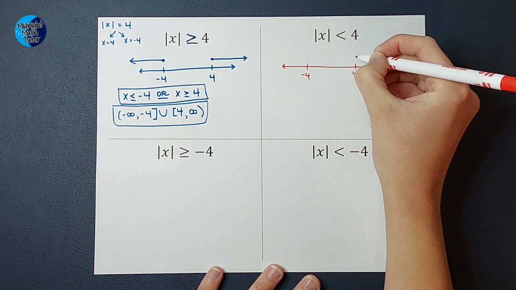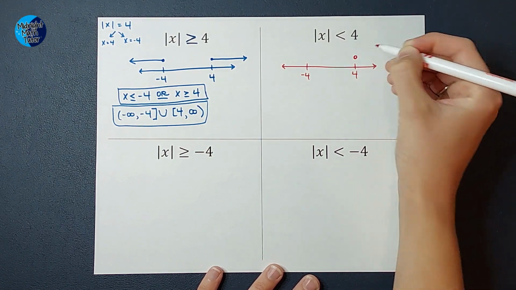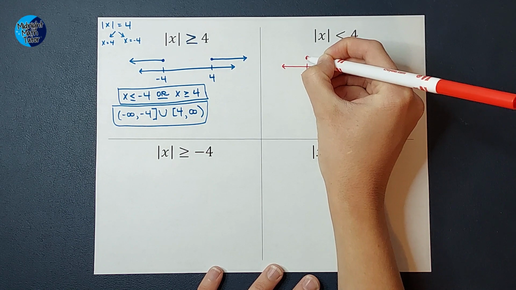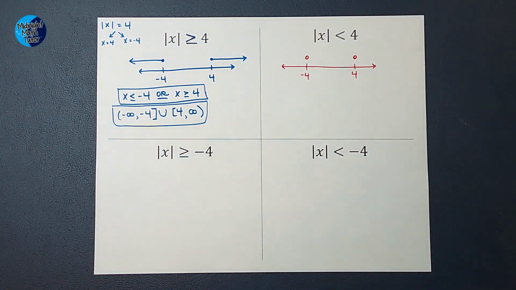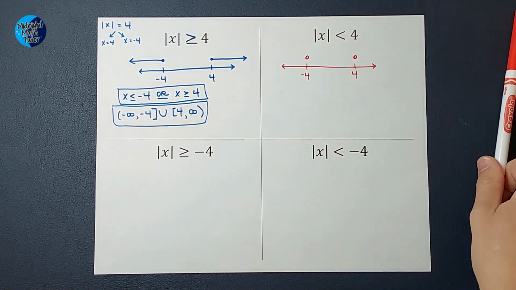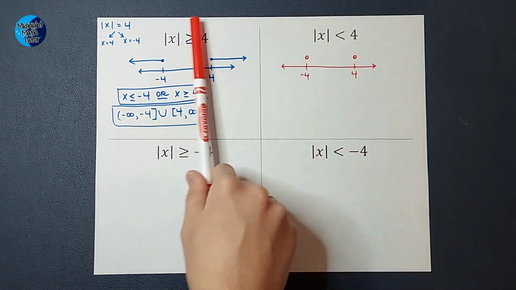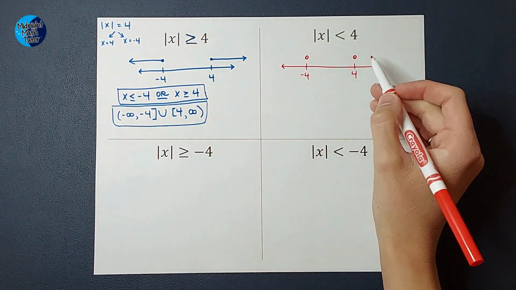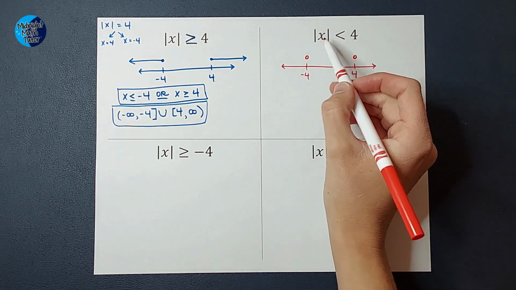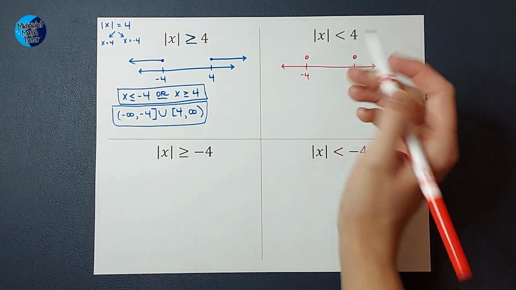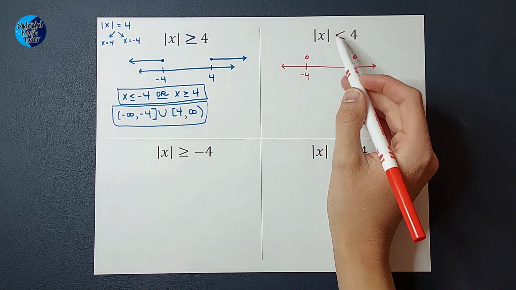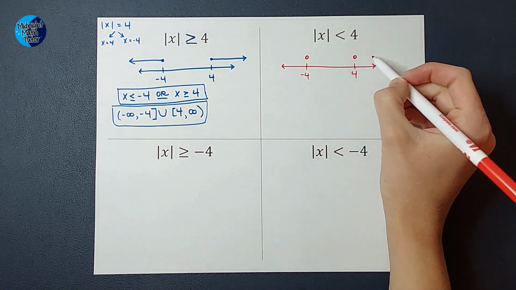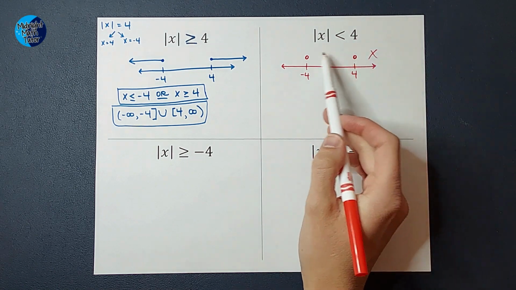But since it can't actually be 4 and -4, I'm going to use open circles this time, okay? But then again, is it going to be the numbers bigger than 4, the numbers in between, the ones below? That's what we're trying to figure out, right? So if I were to plug in like 5, I'd get the absolute value of 5 is 5. 5 is less than 4, which isn't true, right? So these guys, nope.